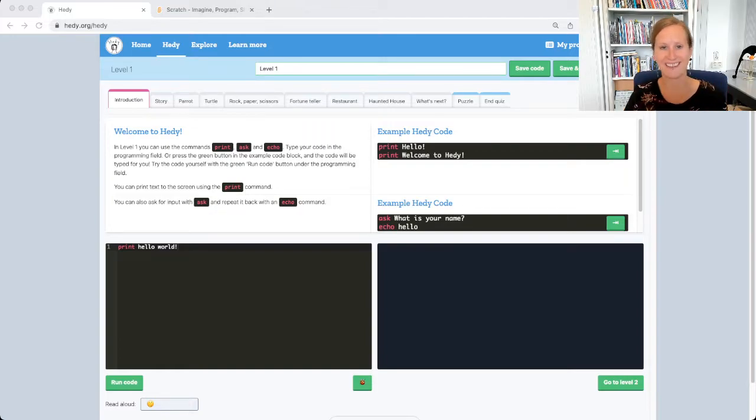So one of the things that makes Hedy unique is that Hedy is a gradual programming language. What does that mean, a gradual programming language? Well, that means that we expose the programming concepts one by one so that students do not get overwhelmed.